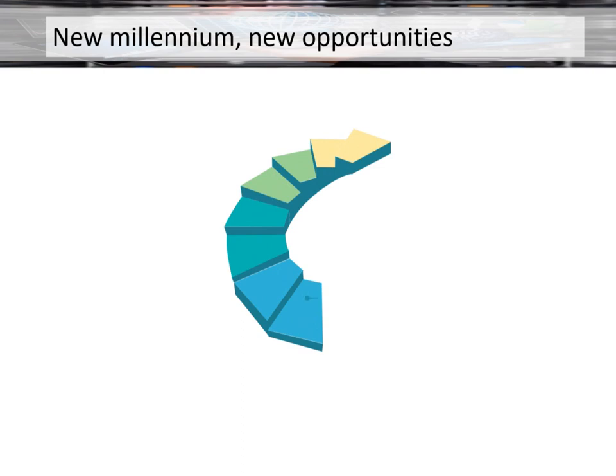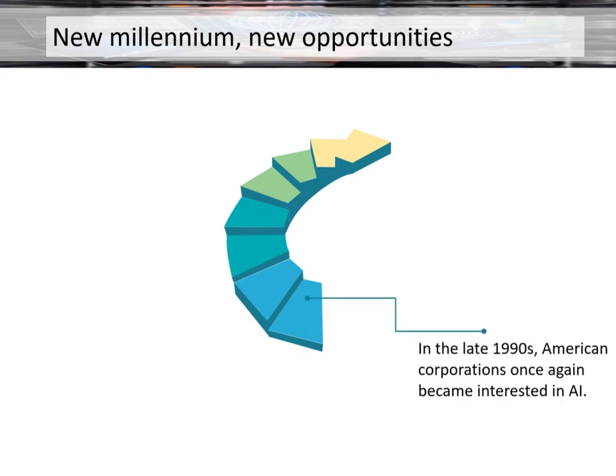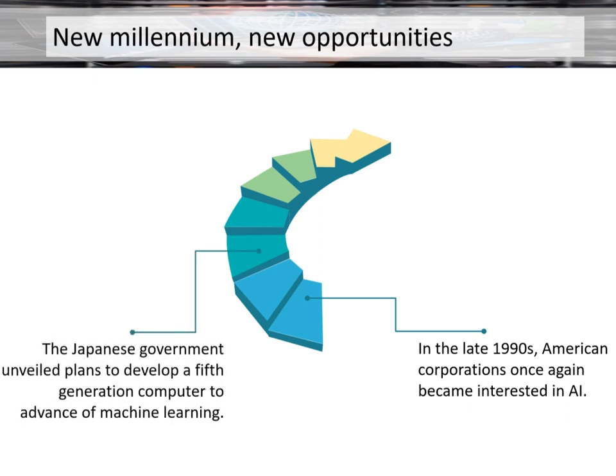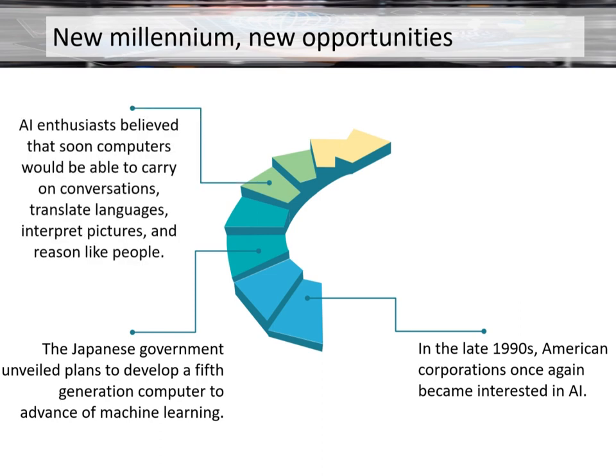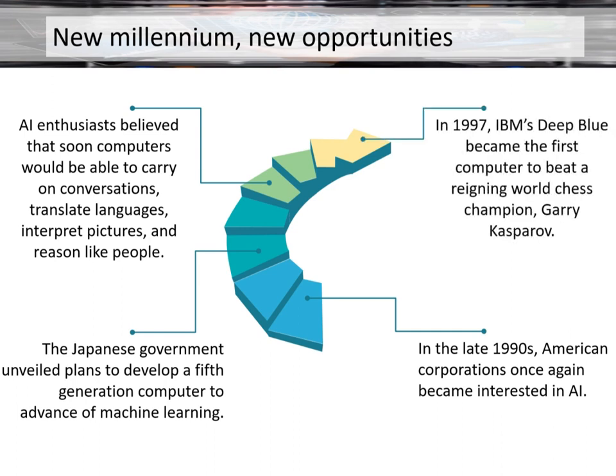New millennium, new opportunities. In the late 90s, American corporations once again became interested in AI. The Japanese government unveiled plans to develop a fifth-generation computer to advance machine learning. AI enthusiasts soon believed that computers would be able to carry on conversations, translate languages, interpret pictures, and reason like people. In 1997, IBM's Deep Blue became the first computer to beat a reigning world-class champion, Garry Kasparov.